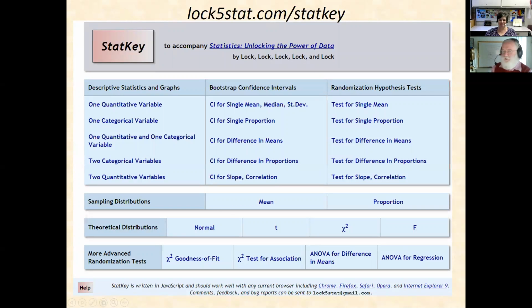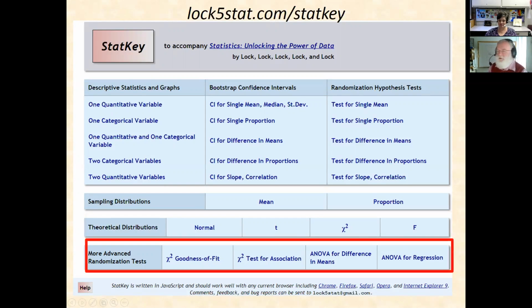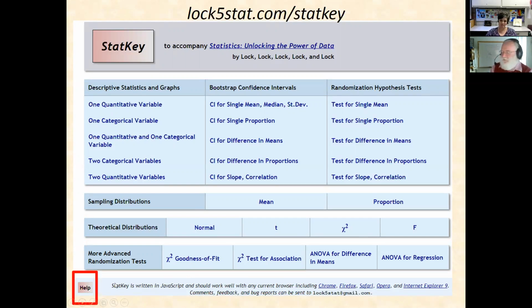When we make the transition to theoretical methods, the standard distributions are all also available in StatKey. And we have a few more advanced ones where you can use randomization tests for things like analysis of variance, difference in means, regression, chi-square tests, that sort of thing. And finally, one thing people miss is down in the very bottom corner here, there's a help button, and that will take you to a help page where we've got lots of instruction on things like how to get data into and out of StatKey, but also some videos where students can see how you do a bootstrap distribution, how you do a randomization, and so forth. So I think it's time now to see if I can do the switch.